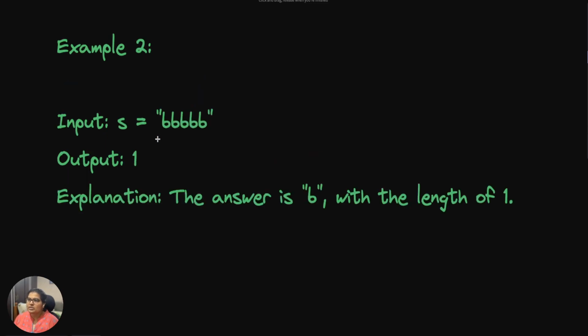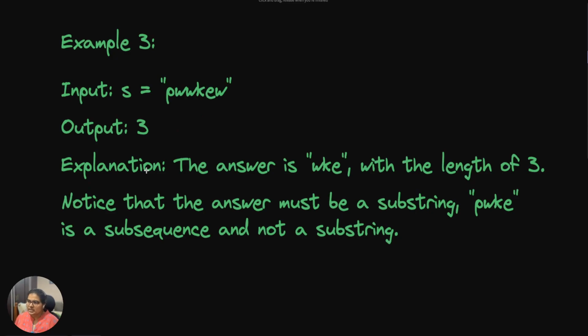Okay, let's look at another example. If the given string has only one type of character, then the answer is obviously 1. Let's look at another example. Here the substring with unique characters is either this one or this one. Here also both the string size is 3. Hence the answer is 3. Here we are looking at a substring, meaning it has to have consecutive characters. We can't have a subsequence, which is why the answer will still be 3.